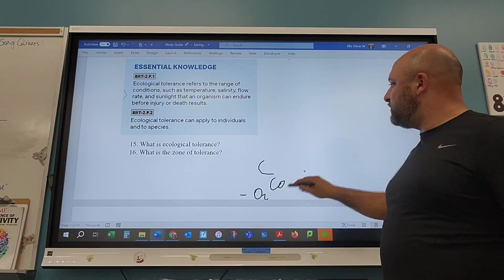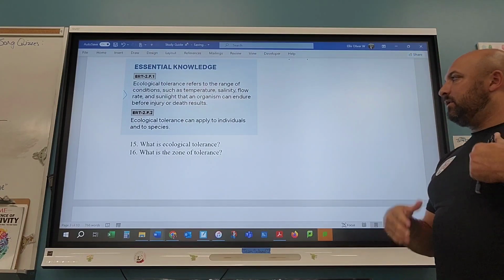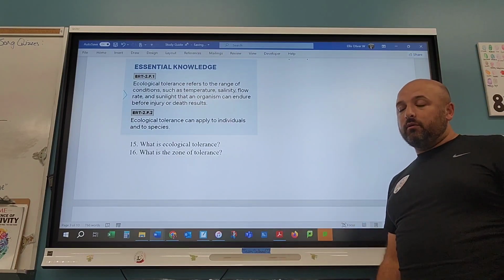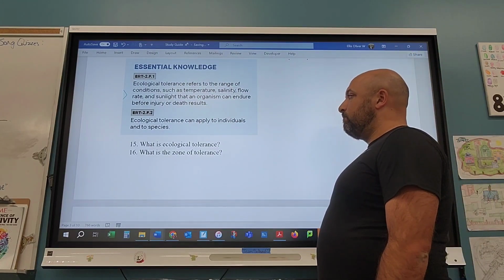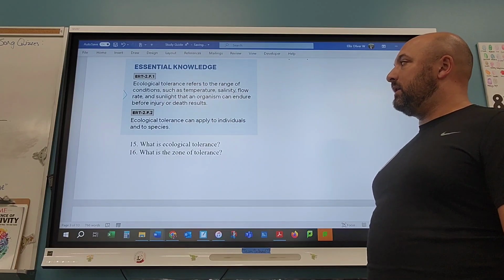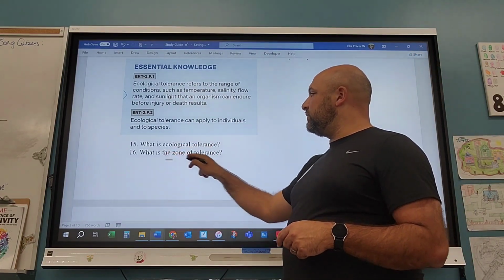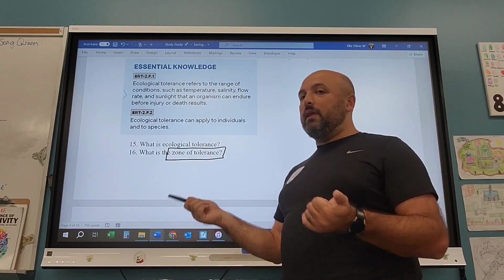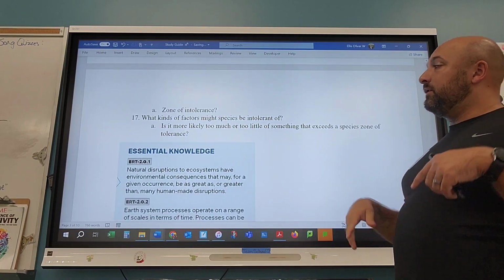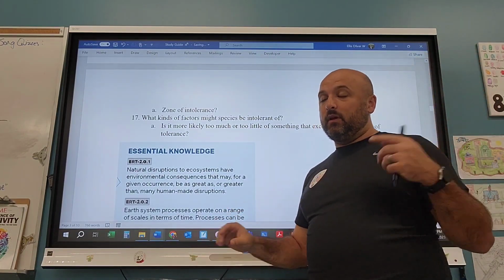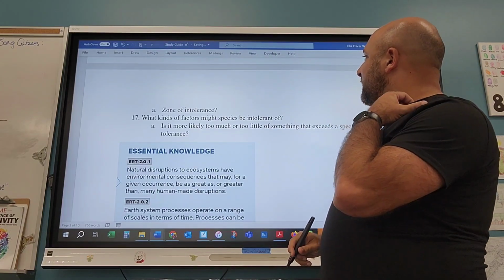Basically just how much can these creatures stand some changing factor, whether that's temperature, oxygen, carbon dioxide. How can they deal and how can they tolerate that? The zone of tolerance is the area where most creatures can live with whatever that factor happens to be. Okay? The zone of intolerance is when they can no longer stand that stress because it's either too much or too little. What kind of factors might species be intolerant of?